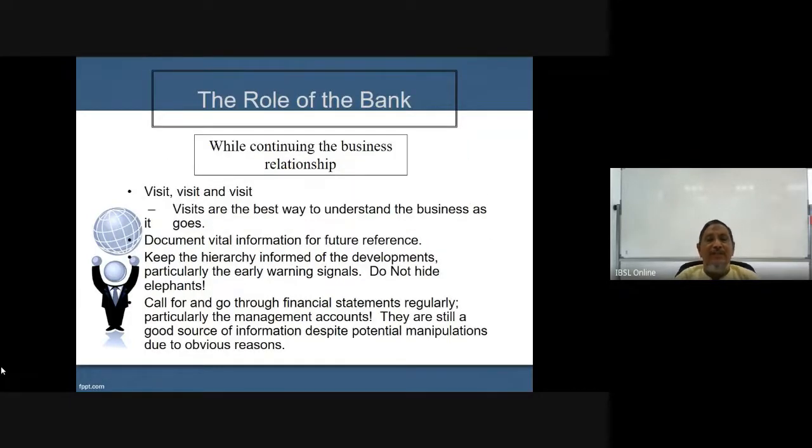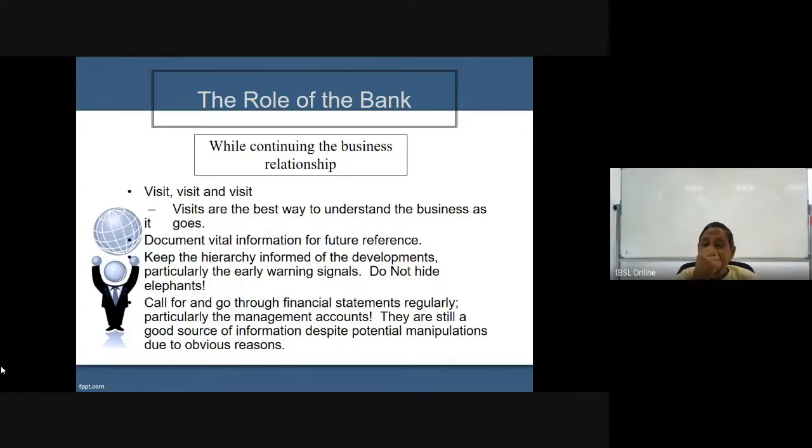While continuing the business relationship, the role of the bank is what we discuss when starting a business. Visit, and visit. Visits are the best way to understand the business as it goes. Site visits, inspections are very important. Visit the customer's business premises and try to understand the business as it is. Document vital information for future reference.